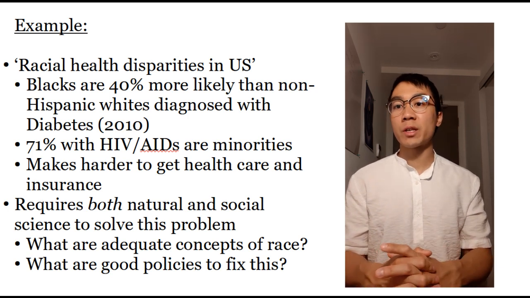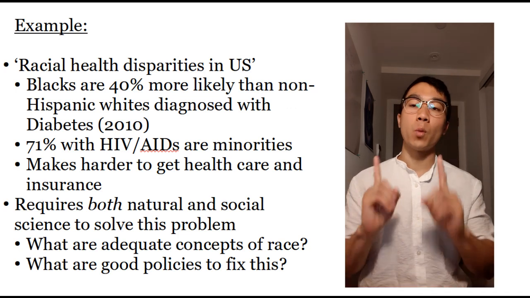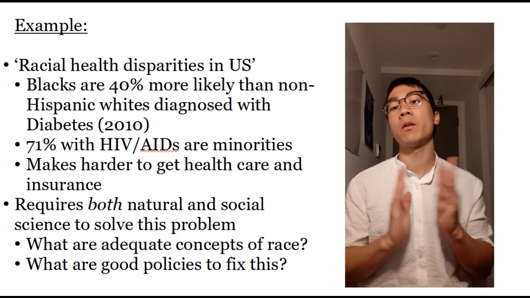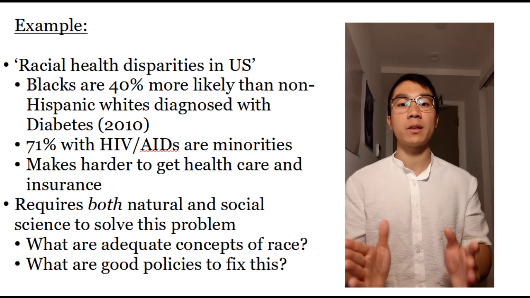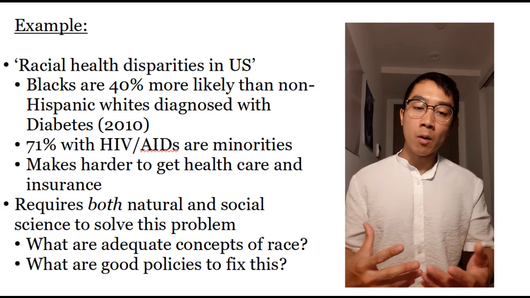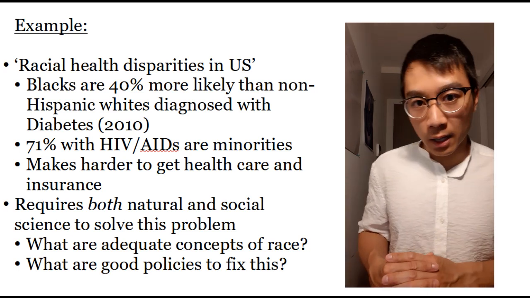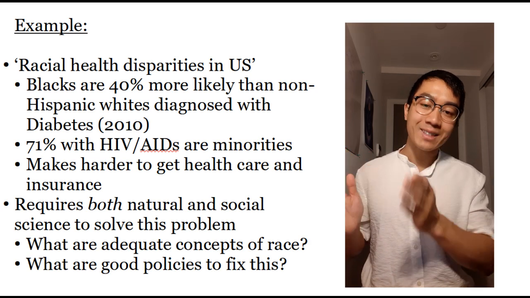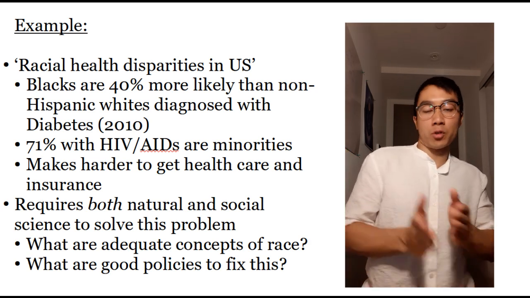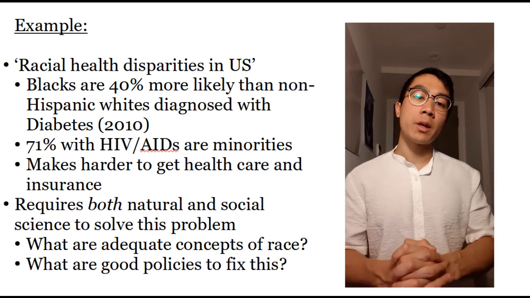Notice also that 71% of people with HIV or AIDS are from minority groups. So again, this suggests that something is happening. Something very problematic is happening. Something very tragic is happening, where minority groups are disproportionately affected by HIV and AIDS. And in order for us to understand this, we need to draw upon the natural sciences of biology, medicine, plus the social sciences of economics, sociology, and anthropology to figure out what it is that's causing people to have this.